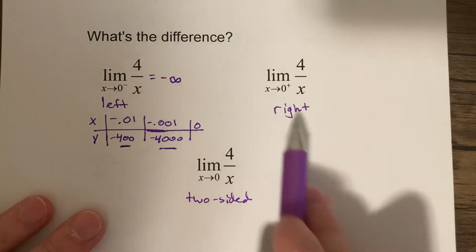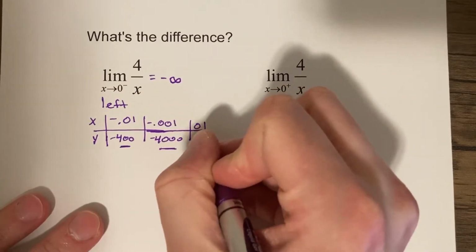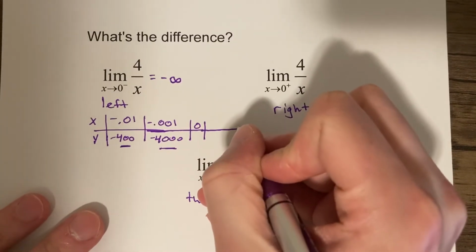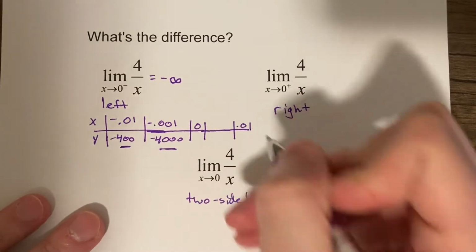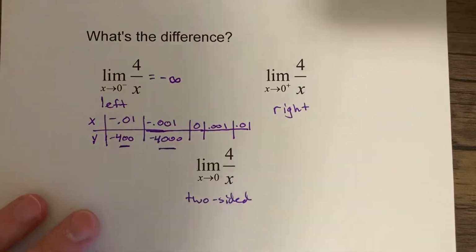Now, for the right side, let's go back to the table and plug in those numbers, but with positives. So positive 0.01, positive 0.001.